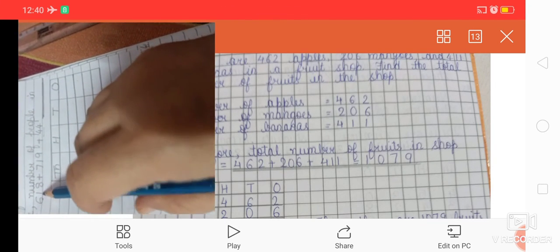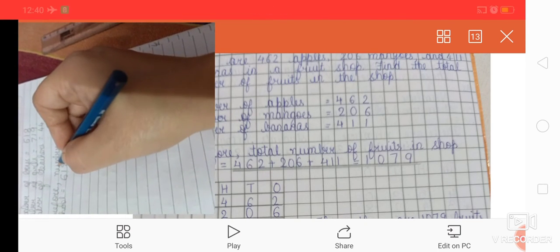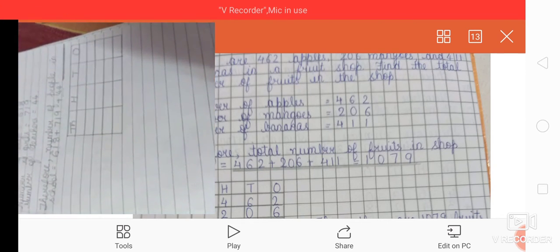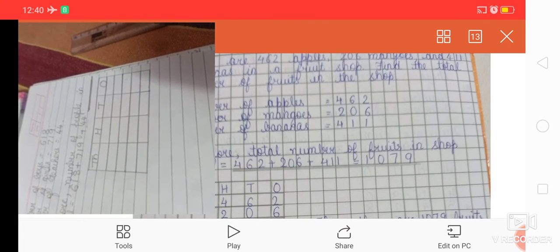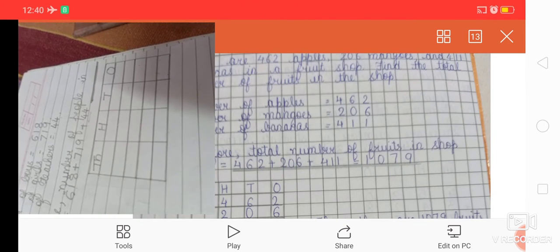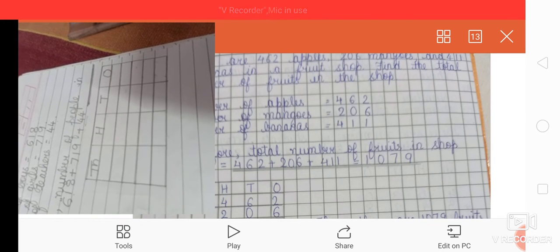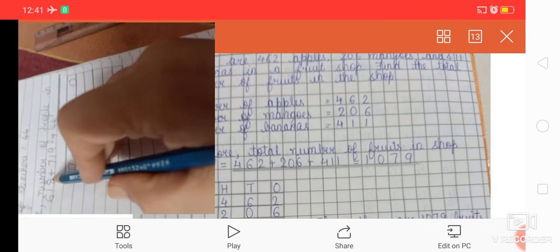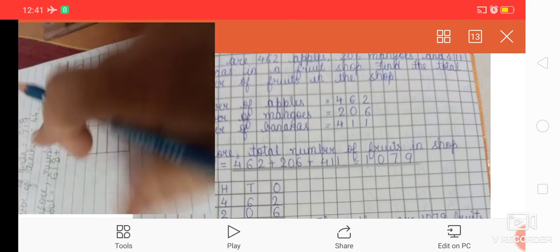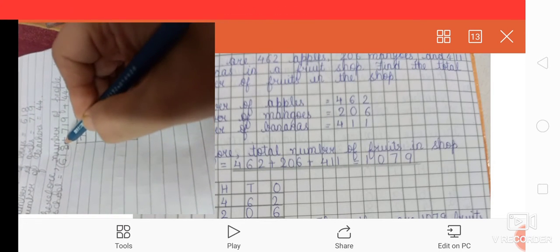Now how do you know which number to write in which column? You will do the rough work. You will write ones, tens and hundreds. The number which is last, you will always start from that number. The number which is last will always come in the ones place. First you will see only one number.